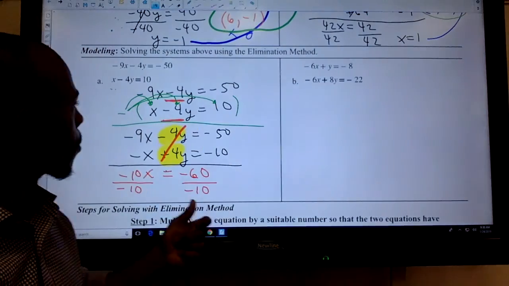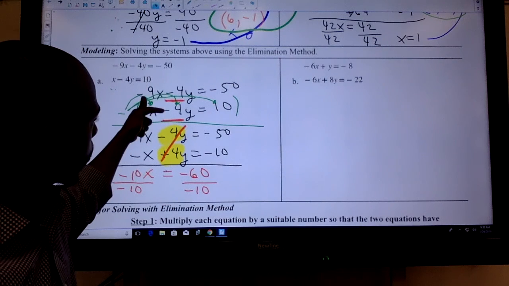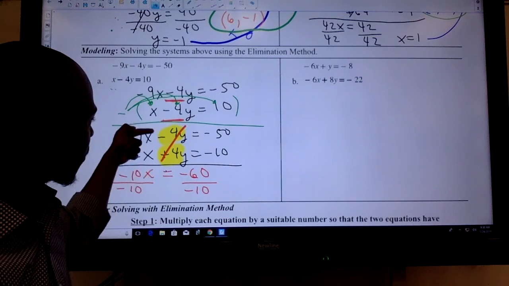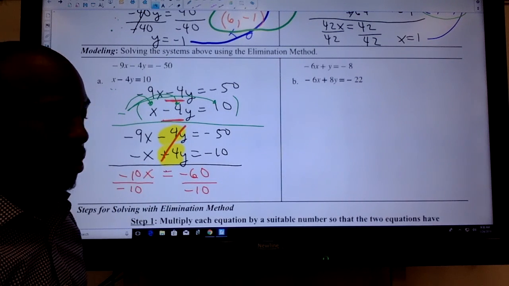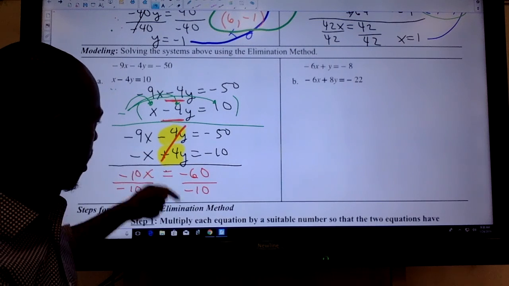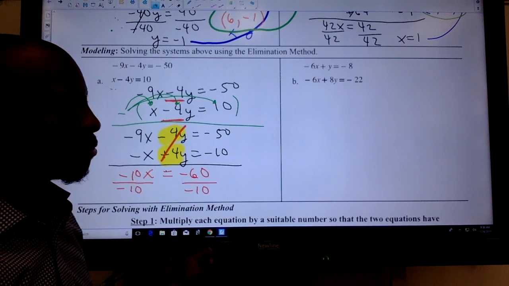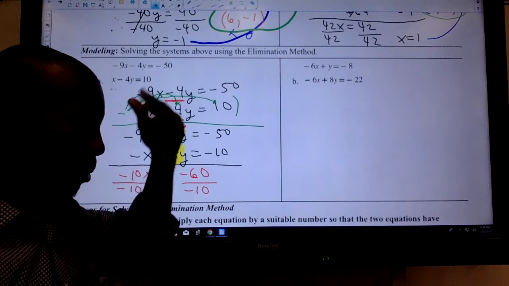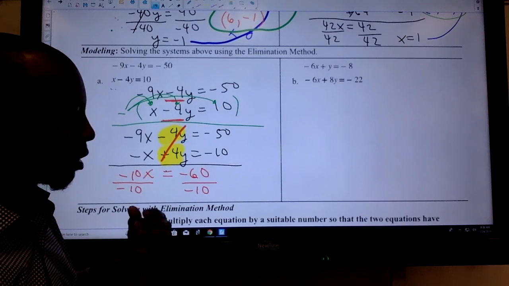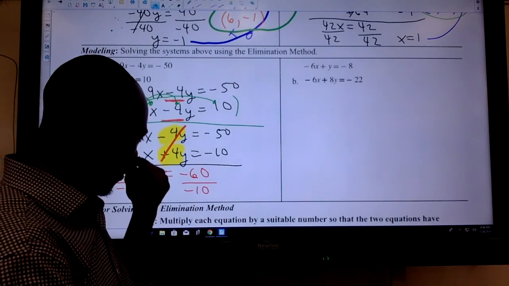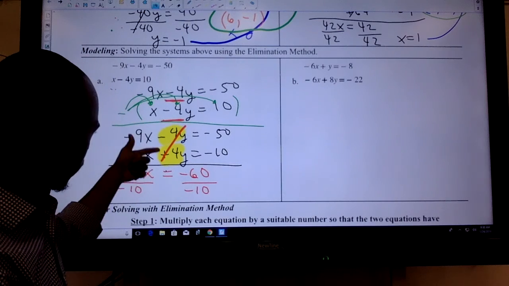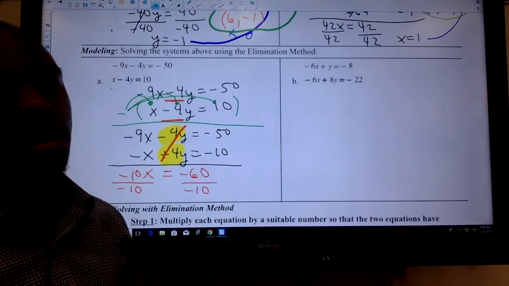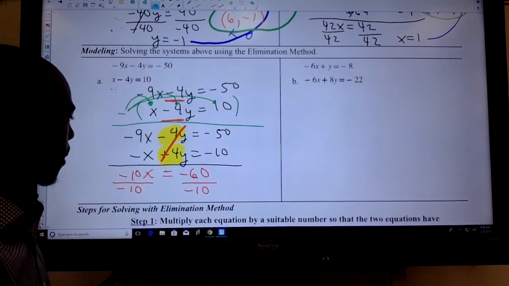We're looking for the same number, but then when we subtract, they should have opposites. What I'm looking for is that one should be positive, one should be negative, right? The symbol in front of it. They should be opposite. One should be negative, one should be positive, okay?